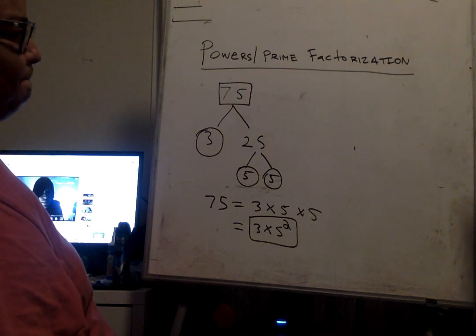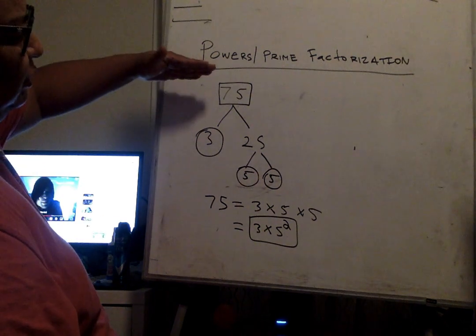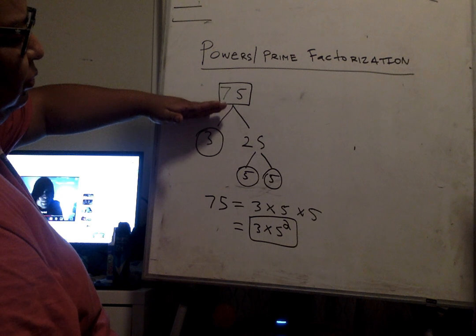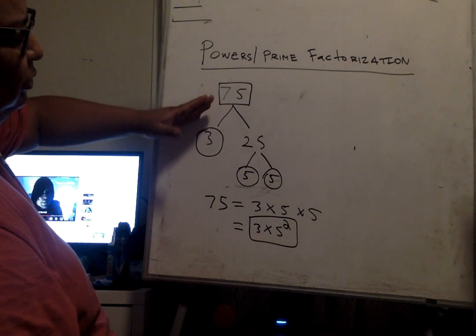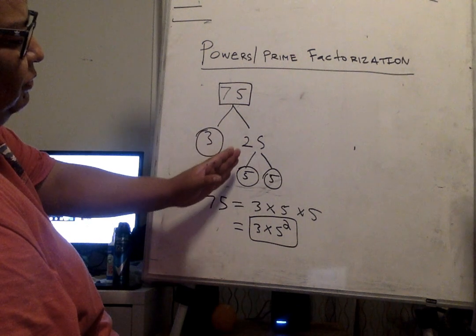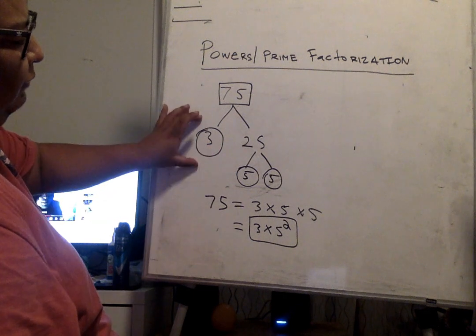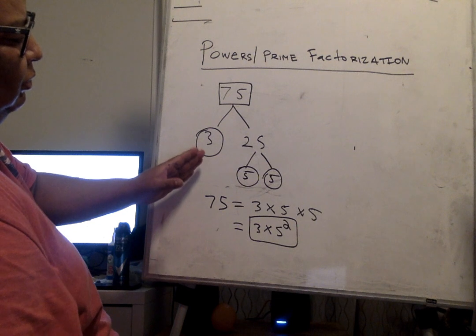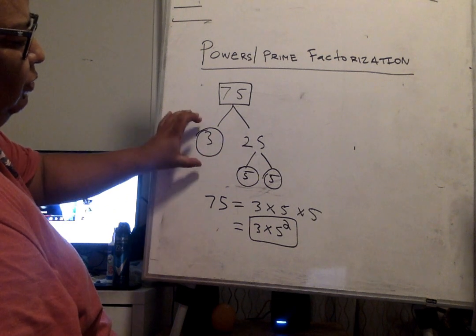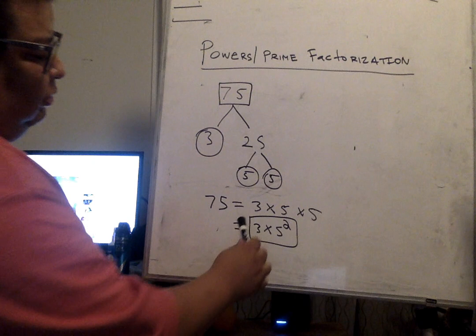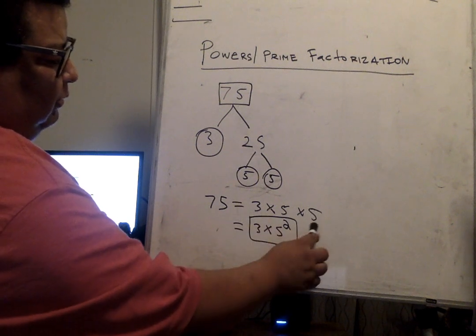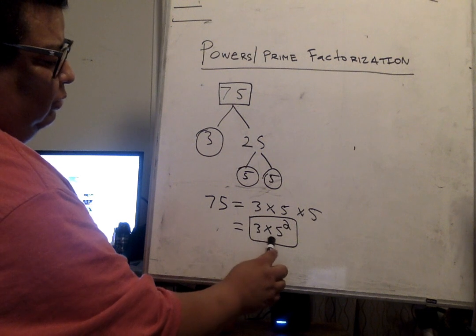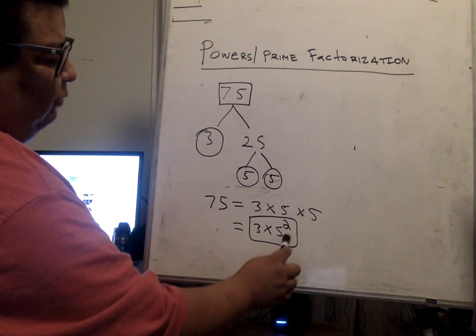Okay. So remember, first you start with your number, then you start splitting it up into two branches, and then each subsequent leaf you split up until you find only prime numbers. Then you circle each prime number, and at the end you multiply them together like that, and then the final step is to put it in exponent form, power form.